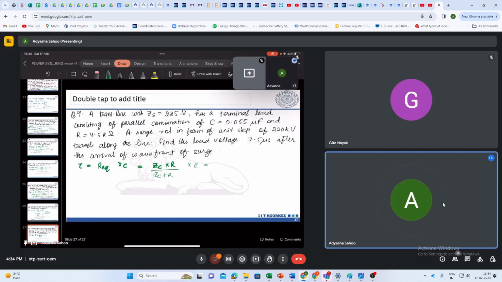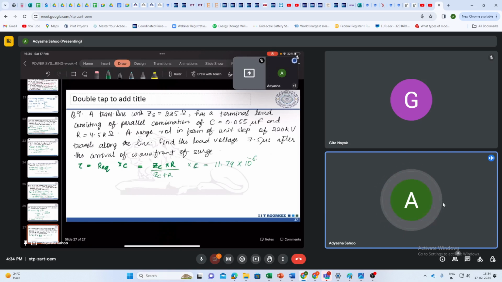So into C. C is 0.055 nano. This is coming out as 11.79 to power minus 6. This is C basically.